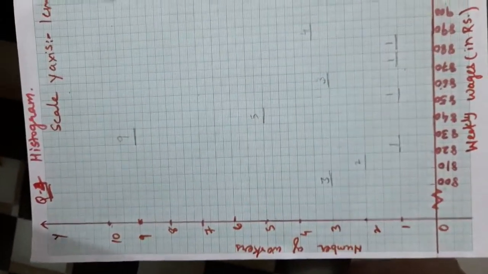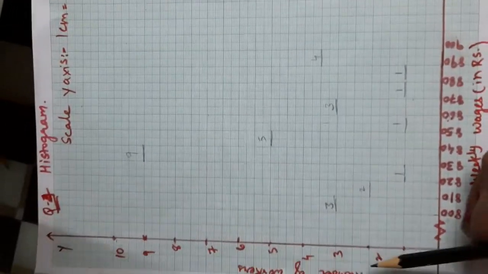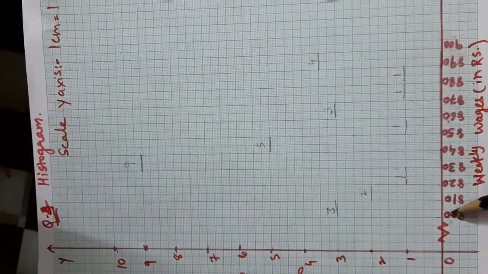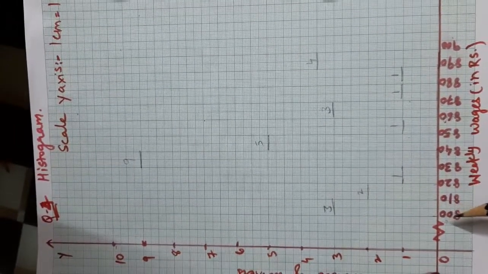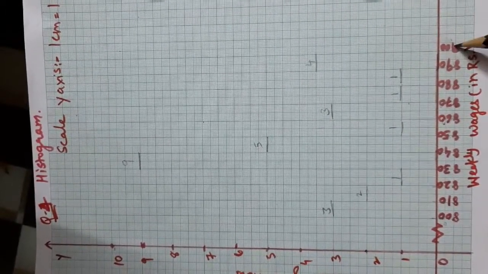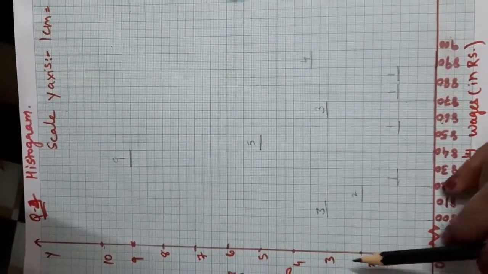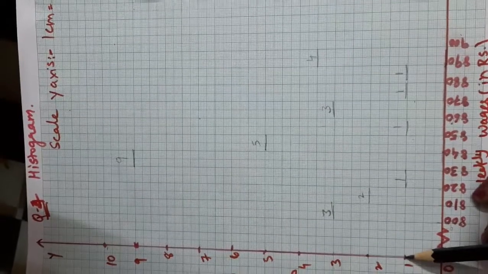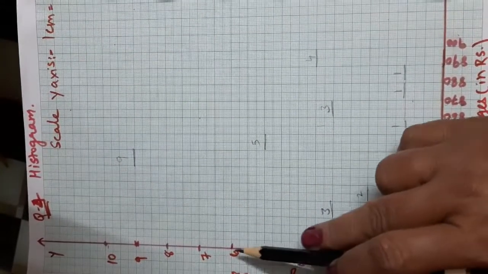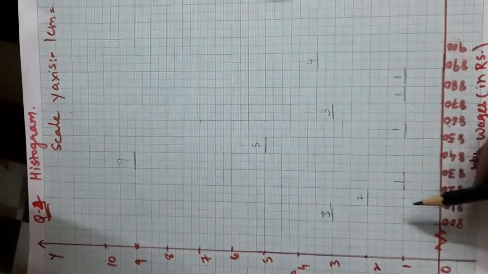Then on the x-axis we will write the weekly wages in rupees, and on the y-axis we will write the number of workers. Now weekly wages in rupees are given in class intervals, so we will put the numbers 800, 810, 820, 830 up to 900. And for the number of workers we take 1, 2, 3 up to 10 at 2 centimeter distance.